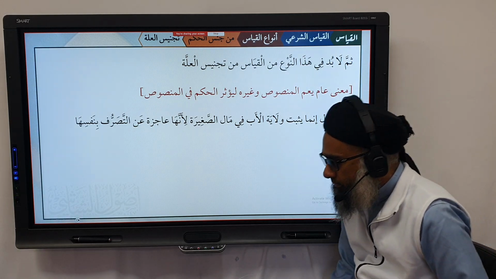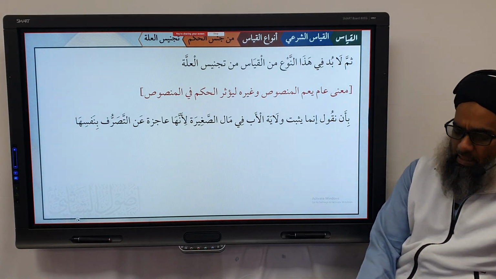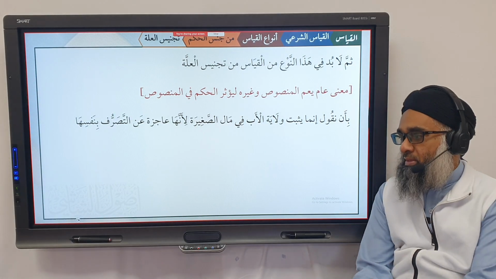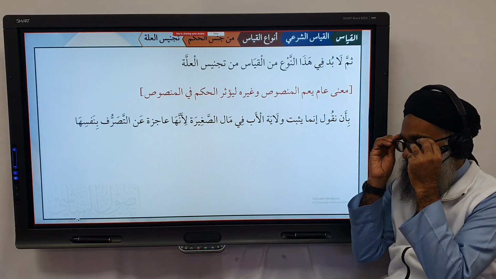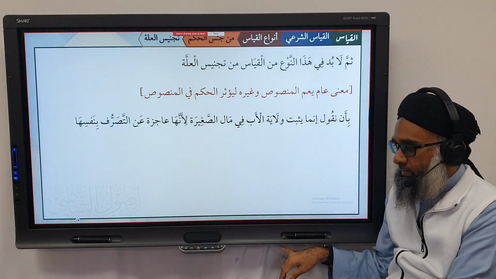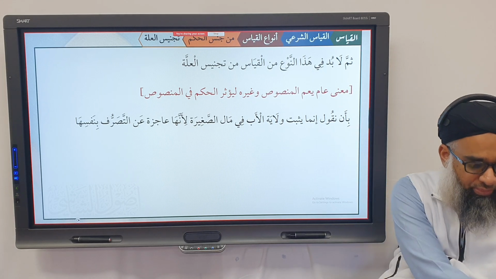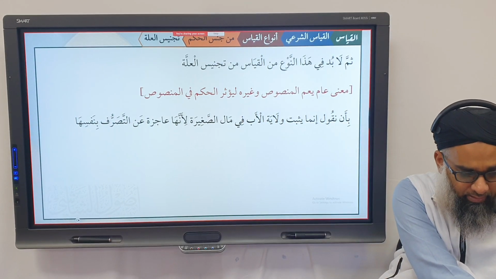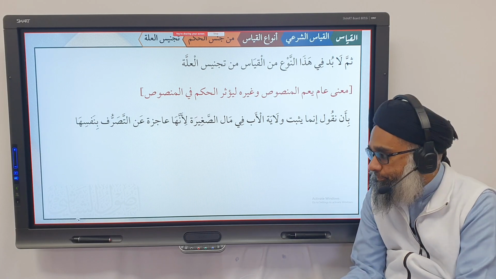So just continuing from yesterday, we were mentioning that in this type of qiyas, when they're both from the same jins, what needs to happen is we need to have tajnis al-illa. And we explained that tajnis al-illa means an illa which is mu'athir and is mushtarak between the two of them.